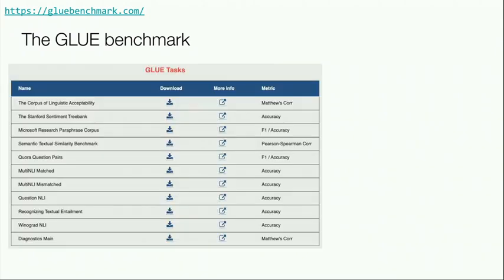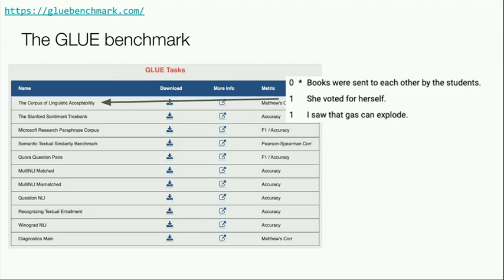So in natural language understanding, we can pose lots of different types of natural language tasks that we might want to solve. This is a partial list of what we might be interested in doing. For example, this first one is called the Corpus of Linguistic Acceptability. It's basically a binary classification task: given a sentence, is the sentence acceptable, which I think is roughly a fancy way of saying, is it grammatical? So for example, we can have examples like, books were sent to each other by the students, that's not acceptable. She voted for herself, that is acceptable. I saw that gas can explode, also acceptable. So with these types of sentences, we try to figure out whether they are, roughly speaking, grammatical.